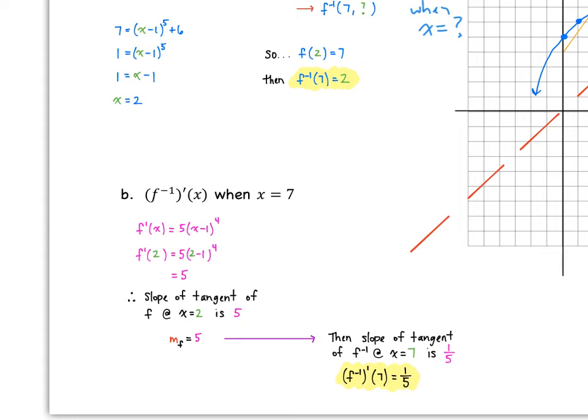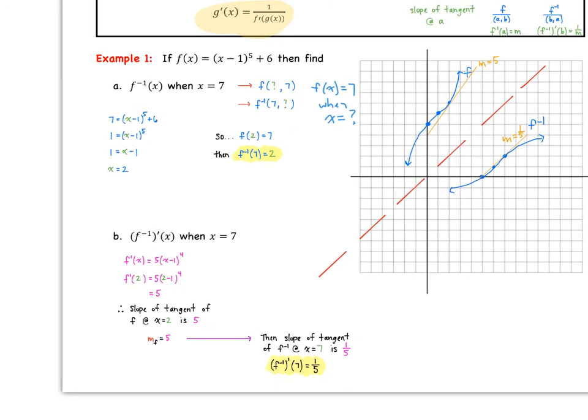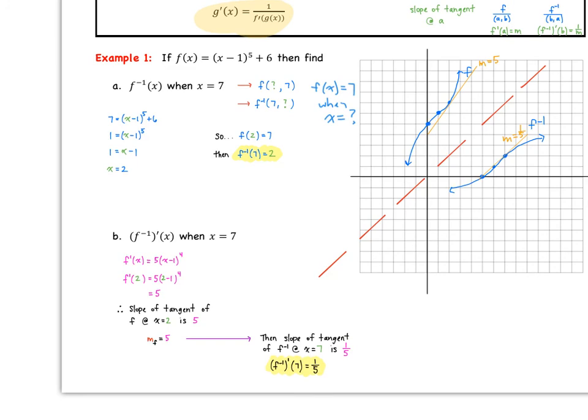Now if we were to look at it graphically and see what's going on, here's our function f, and we have the point (2, 7) right here, and we're looking at our slope. Our slope is 5. Then on my inverse, we know that we have the point (7, 2), and our slope is now going to be 1 over 5 at that point. We'll go through some examples in class as well, so don't worry.